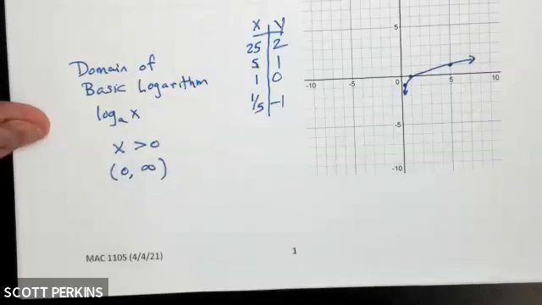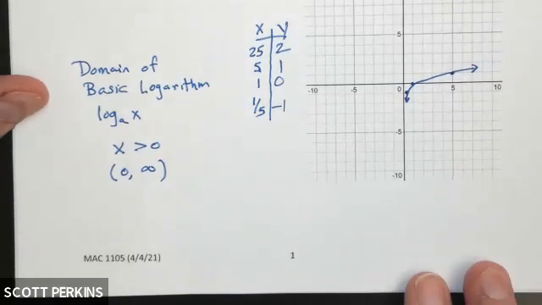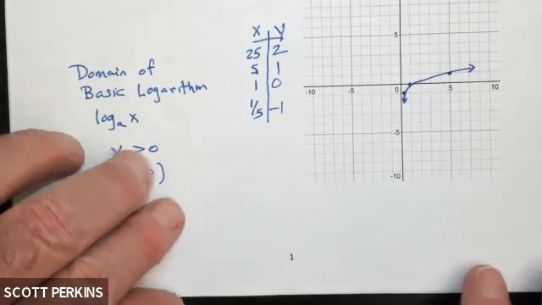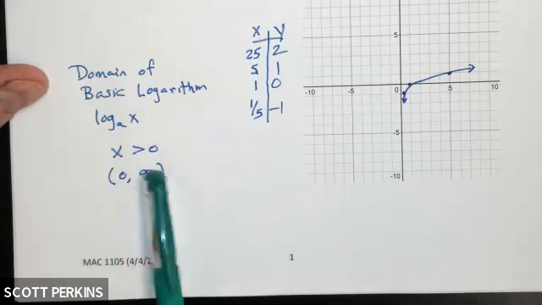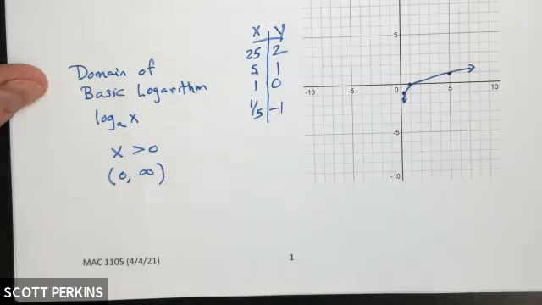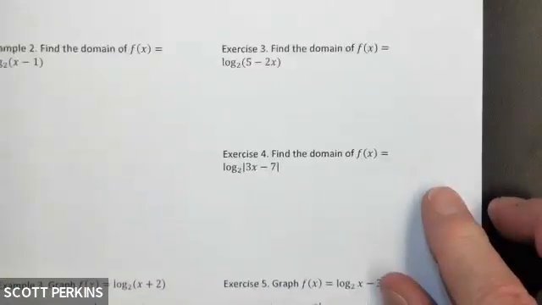The reason I mention that is because now we're going to turn the page and ask, what happens when I start doing different things to the basic graph? So I'm going to flip to page 2 of our little sheet. Domain of the basic logarithm, log base a of x: x has to be bigger than 0. You can't take the logarithm of 0. You can't take the logarithm of anything negative.